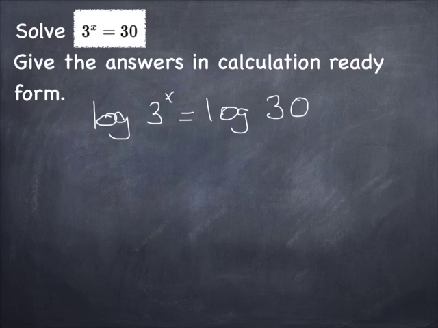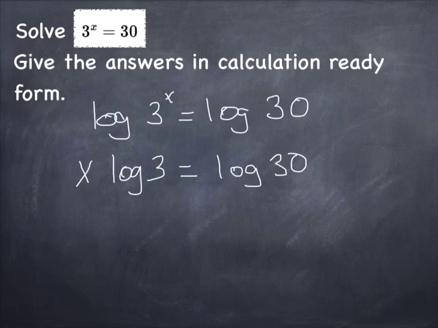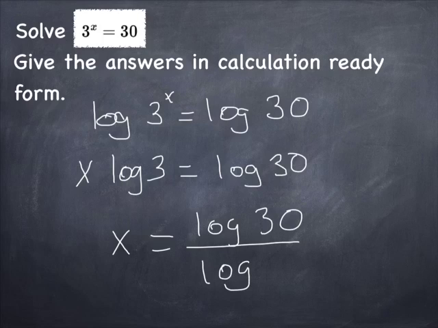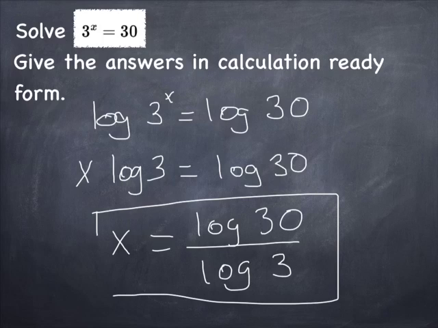If I do that, I can now use my laws of logarithms and say x times the log of 3 equals the log of 30. And I'm trying to solve for x. So x equals, let's divide both sides by the log of 3, log 30 over log 3. This is in calculation-ready form. If I asked you to calculate it out, you figure out what log 30 is, figure out what log 3 is, and divide them.